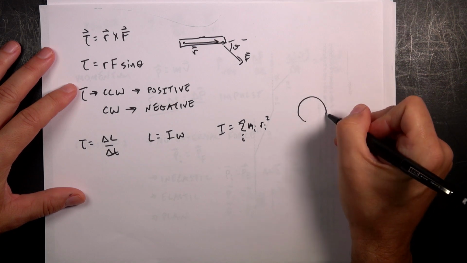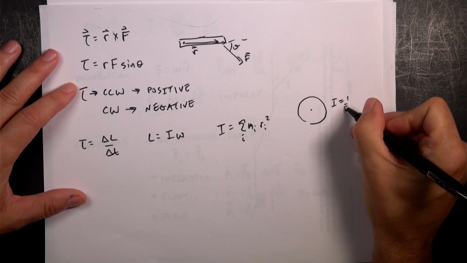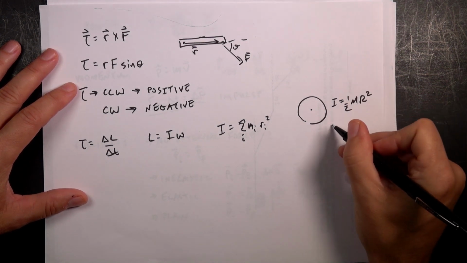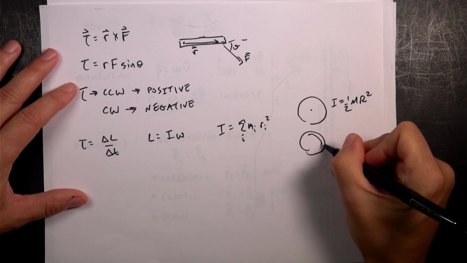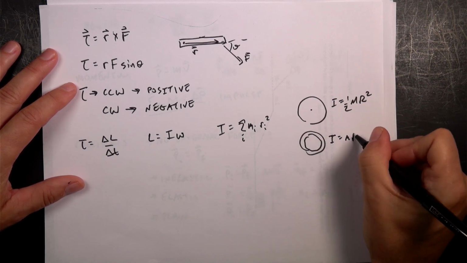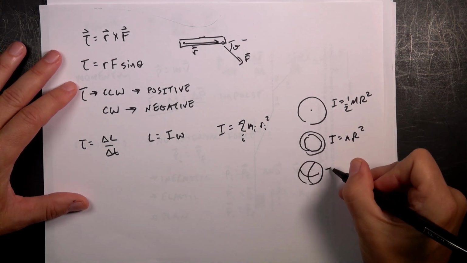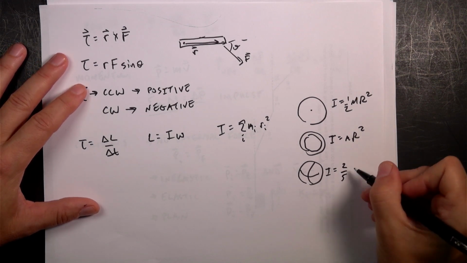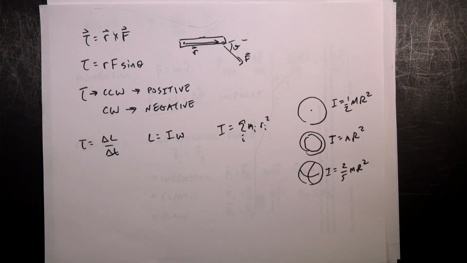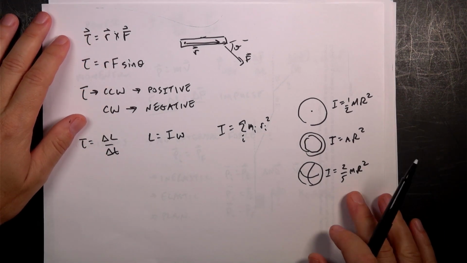So if you have a disk rotated about the center, then I would be 1/2 the total mass times r squared. If you have a hoop like that, same mass, same radius, I would be mr squared. If you have a sphere, I would be 2/5 mr squared. And I don't know if you would need to memorize these things or what. I mean, I think that would be kind of cruel. I don't even use these because usually by the time we get here, we've done a lot of other stuff.